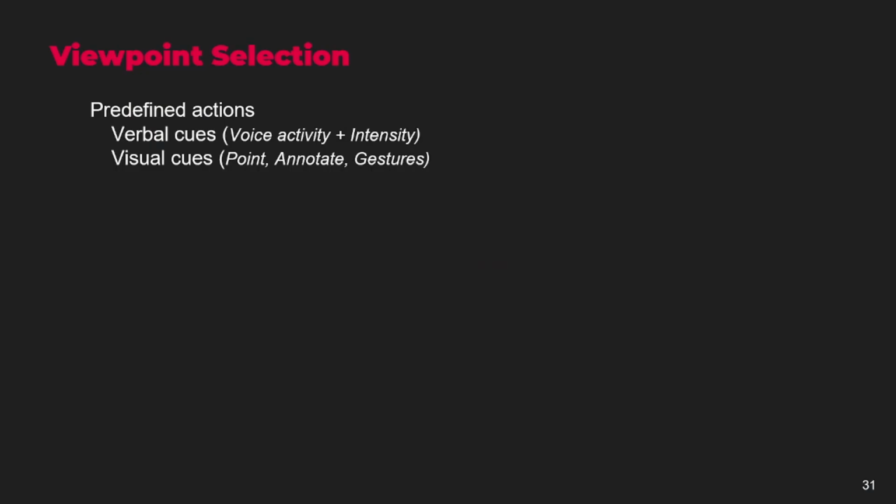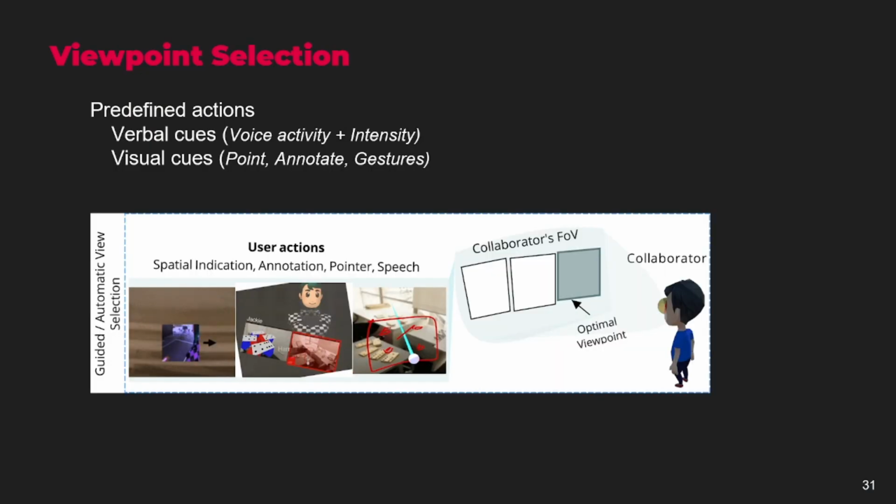We also incorporated a set of predefined functionalities or features which users can access through user interfaces. For verbal cues, all users can use voice chat. The system identifies the voice activity and calculates intensity. For visual cues, users had pointers, annotations, and gestures that translated through avatars, so the system keeps track of changes in these user activities on the scene and assigns a weight value.